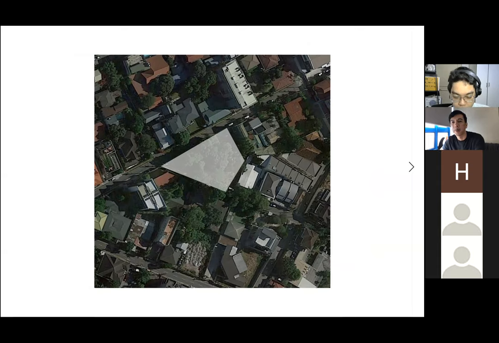Okay. So, this is my lot. The current lot size is approximately 1,300 square meters, but I'm only going to be taking a portion within it, which is 600 square meters.